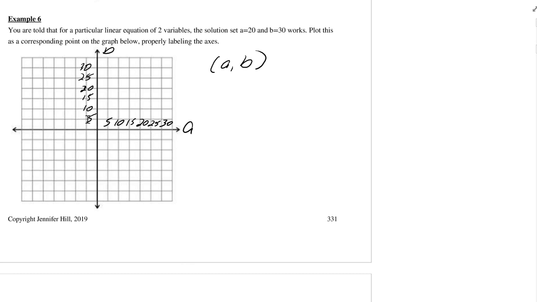So now that I know how I might redo my scaling, I can go ahead and plot 20, 30. So this is 20, 30. So here's 20, and then I go up 5, 10, 15, 20, 25, 30. You could have also done this by tens, and then your point would just be a bit lower and closer over here. That's totally fine.